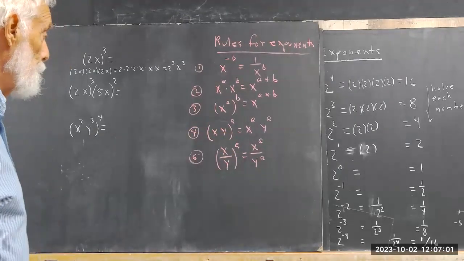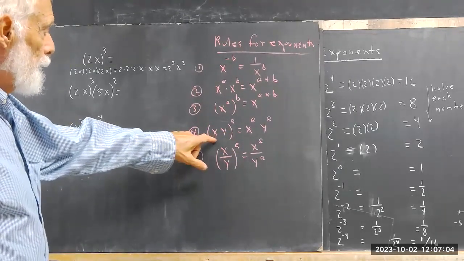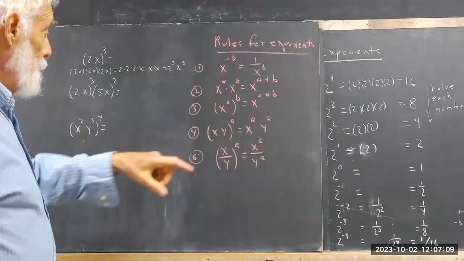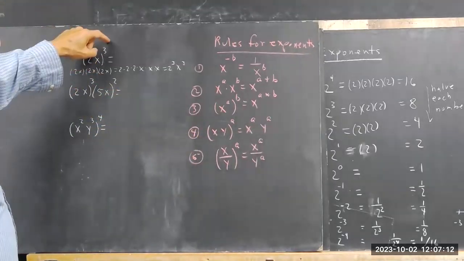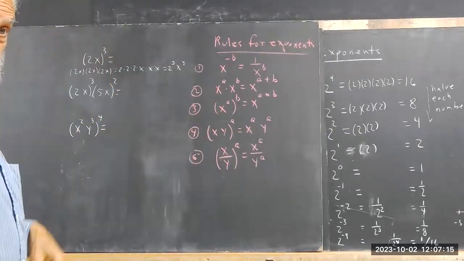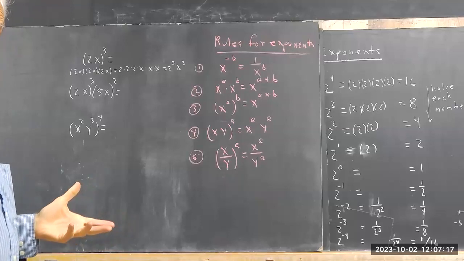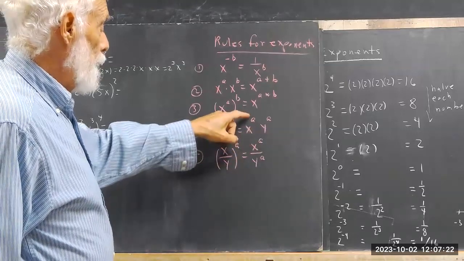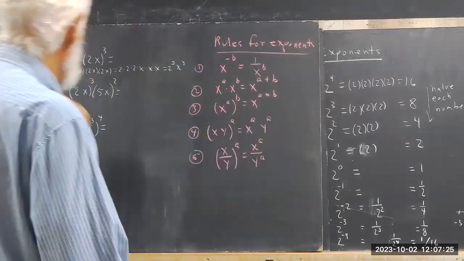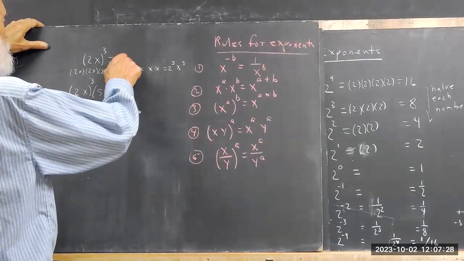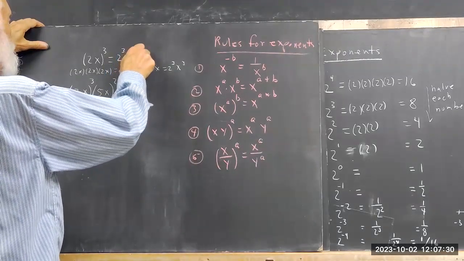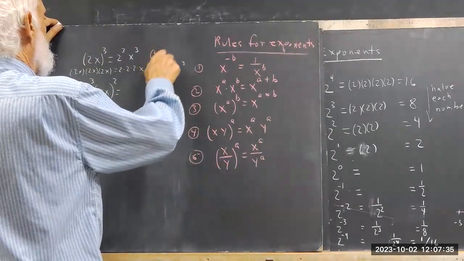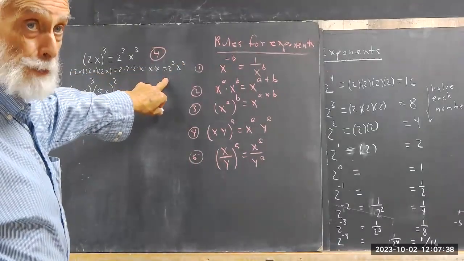Now, if you want to apply the rule, it's like xy to the a equals x to the a, y to the a. That means 2x to the third would be 2 to the third times x to the third. So if you've got the a power of 2 things that are multiplied together, it's just the a power of this one times the a power of that one. And that's 2 to the third x to the third. And that's by rule 4. And this is by writing it out, reasoning it out.